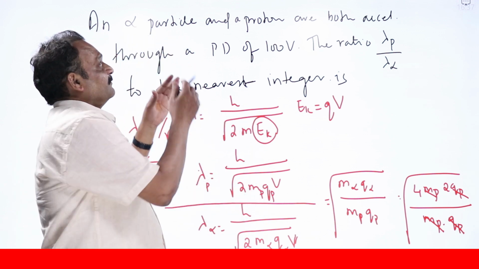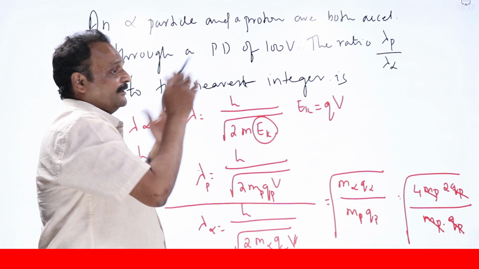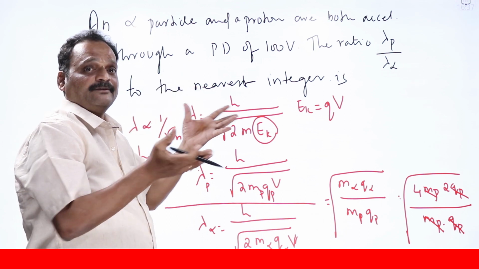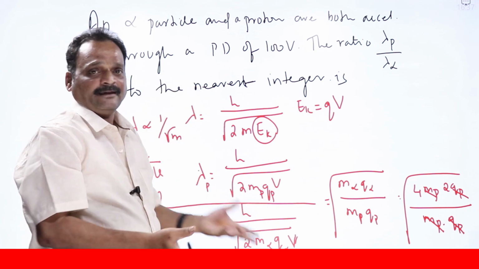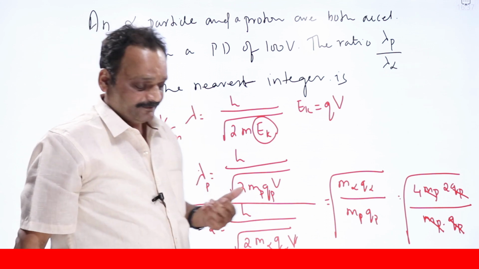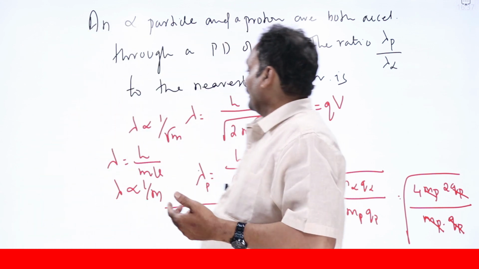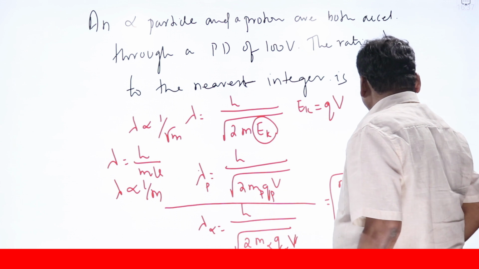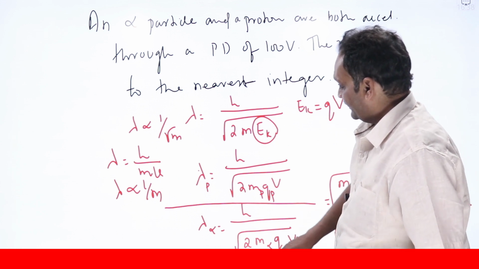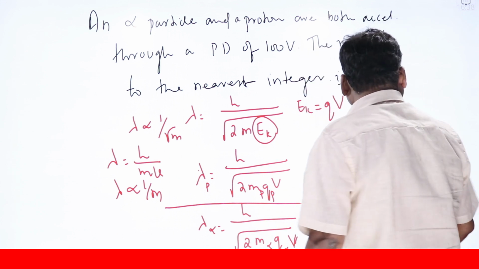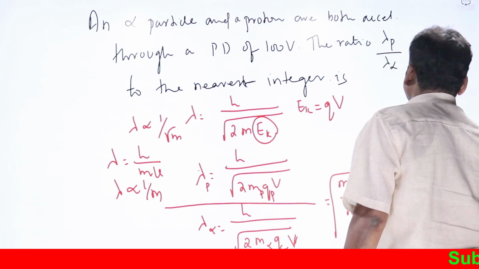One question you can modify in 5-6 different ways and practice. That's how we should prepare for the exam. So the ratio is around 2.8, and to the nearest integer it will be 3. Okay, the next problem.